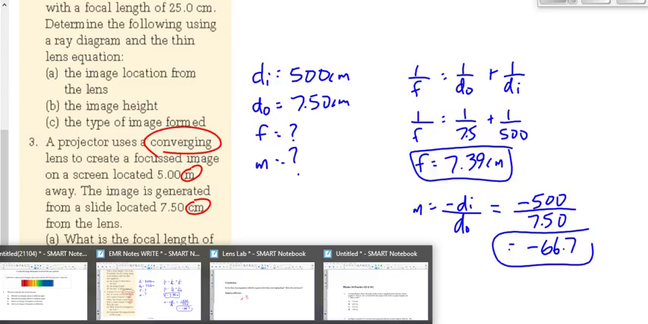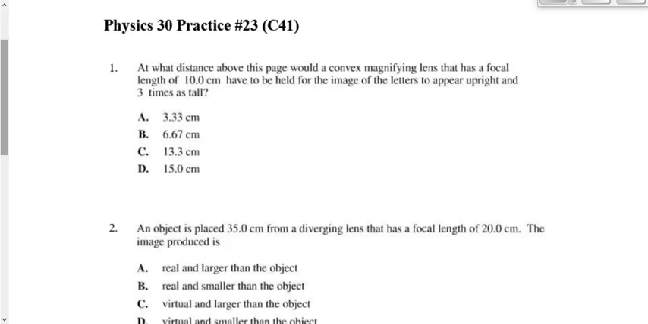All right, the next thing that I want to do is take a quick look at the practice questions that we had from Google Classroom. Question number 1, as I said before, is probably the most challenging diploma exam question that we've ever had on this topic, lenses. The math is ugly. It says, at what distance above this page would a convex magnifying lens, at least it's a convex lens, which means it's converging. So at least F is positive, to give me something here at least.